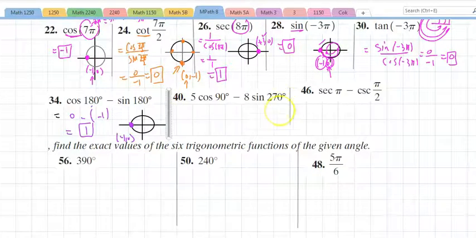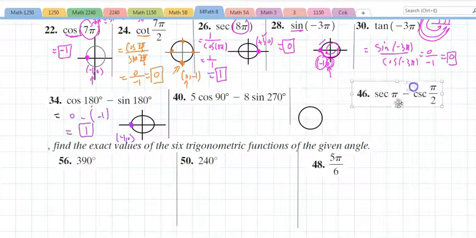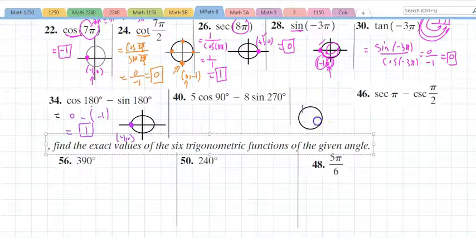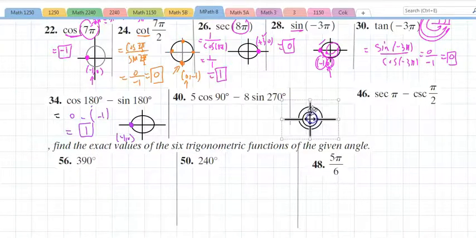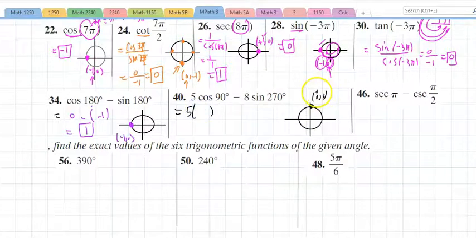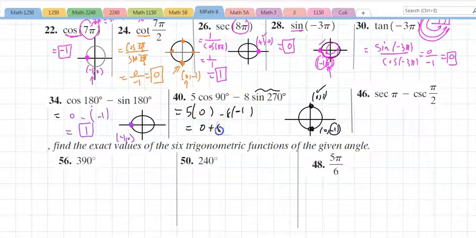How about this problem? It seems we have two angles to worry about. No big deal. We could deal with that. I'm going to shift this to the right a bit. There we go. And if I fit that through it, then I'll notice that 90 degrees is right there. That's 0, 1. This is 5 times the cosine, which is the x, that's a 0, minus 8 times 270 degrees is right there. Isn't that 0, negative 1? The sine of that is the y, that's a negative 1. So that is 0 plus 8, which is 8.